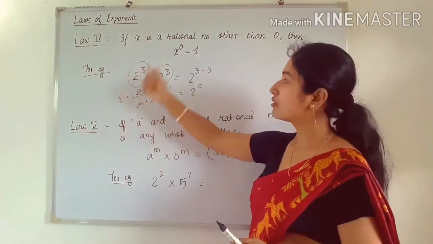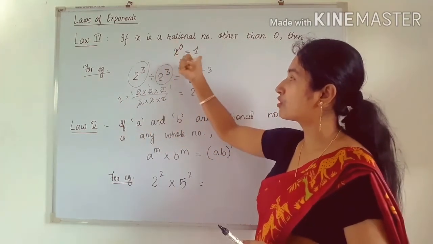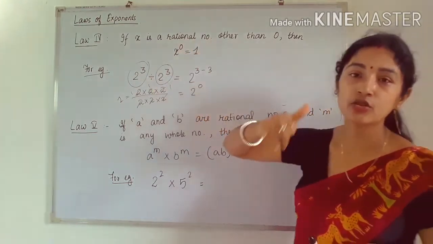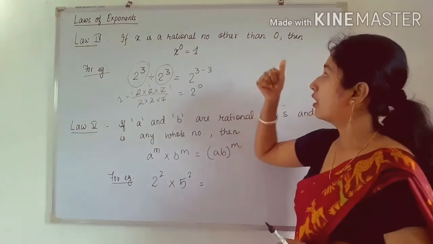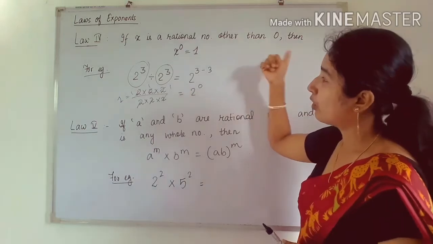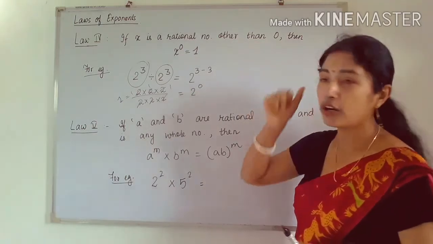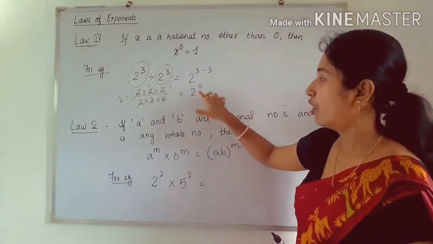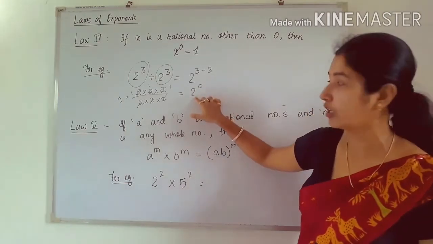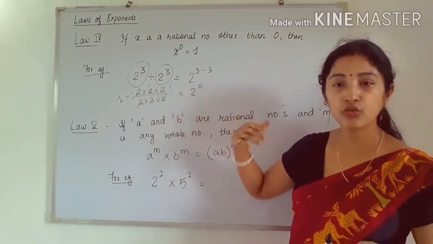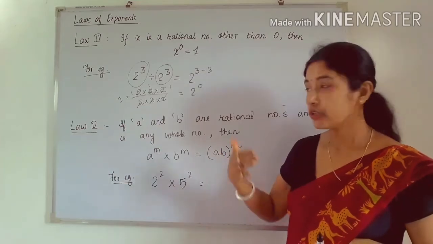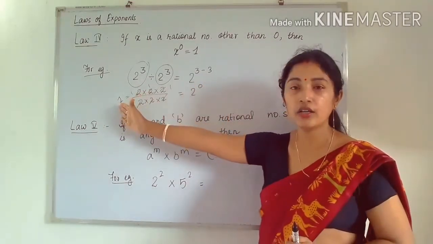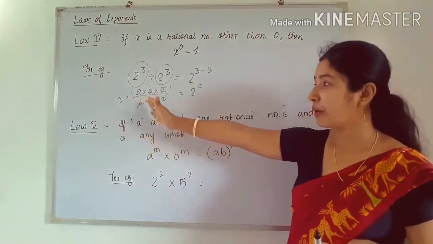Okay. So here also see, I have written X to the power 0 is equal to 1. What is x? X is a rational number, but it is not equal to 0. It is mentioned in the law that the base should not be equal to 0. So 2 is also a rational number, because 2 can be represented as 2 by 1. So a rational number to the power 0 is equal to, finally we got 1. Okay, so remember it.